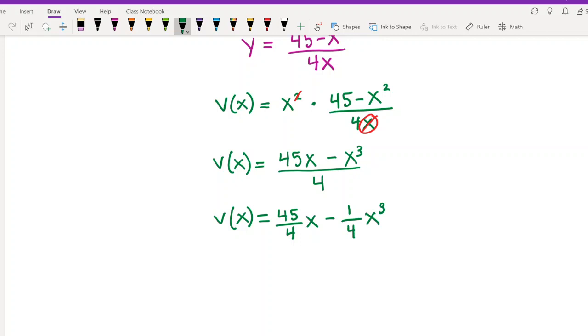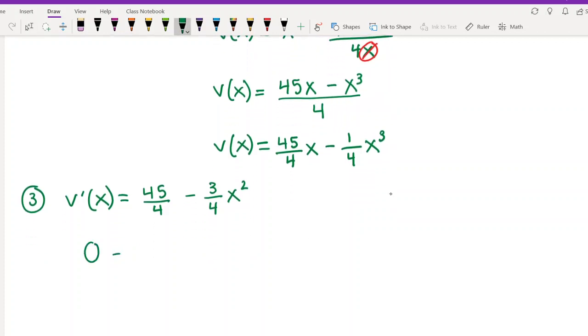Okay, so our next step is to find the critical numbers. Now that we have the function that we're trying to minimize, we can find the critical numbers. So we want to set this function equal to 0. Or actually, sorry, we need to first take the derivative, right? So we have to take the derivative of this function, and then we'll set that equal to 0. So the derivative of 45 over 4 times x is just 45 over 4. And then the derivative of negative 1/4 x cubed is going to be negative 3/4 x squared. So now we can set this equal to 0.